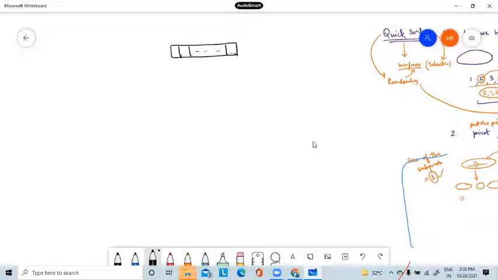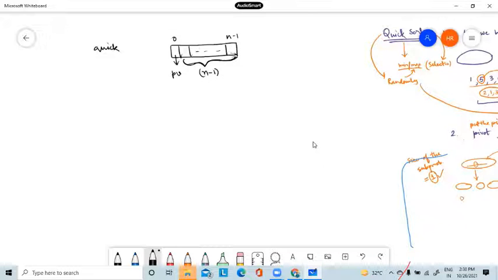This is the call for quick sort for the 0 to n minus 1th element. Then this is the pivot element. This pivot element is compared with the rest of the array elements. So how many comparisons? Pivot is compared with the rest of the array elements. So how many comparisons? N minus 1 comparisons.